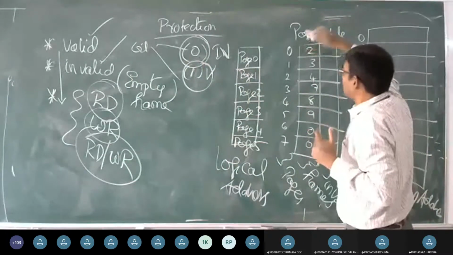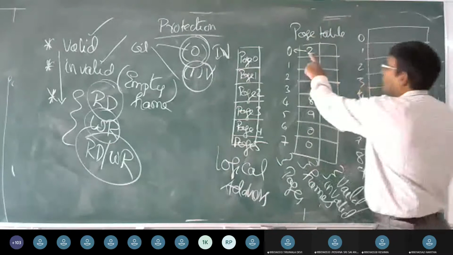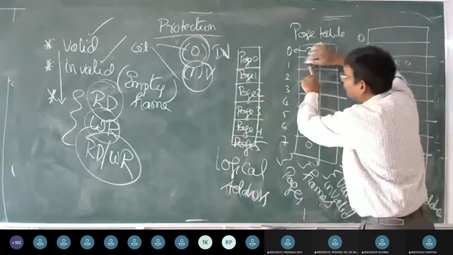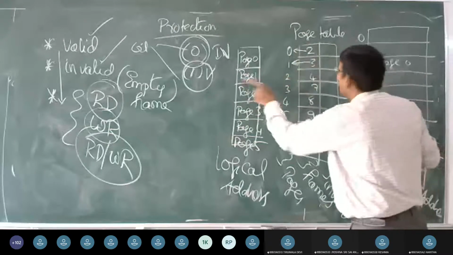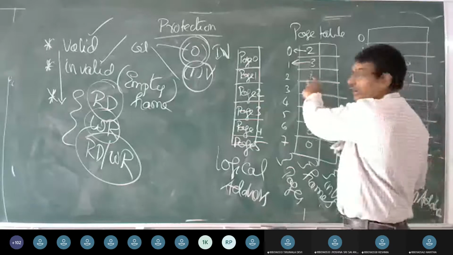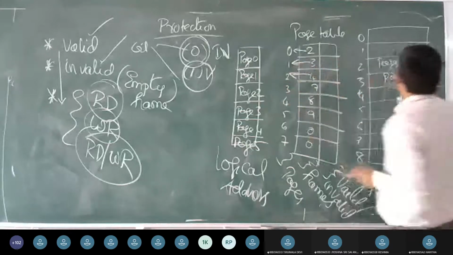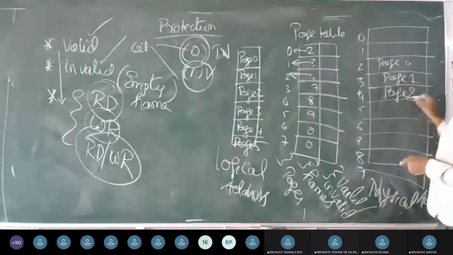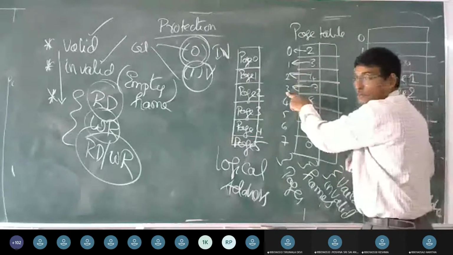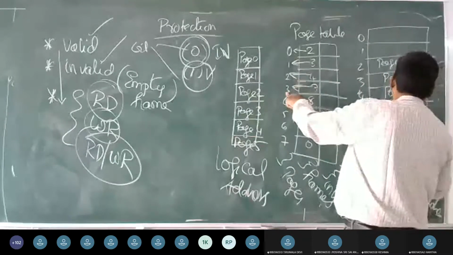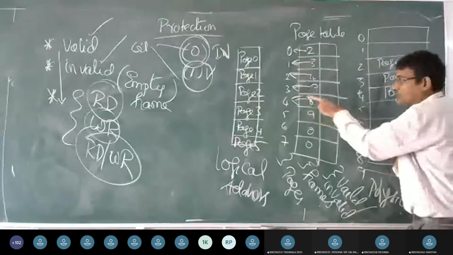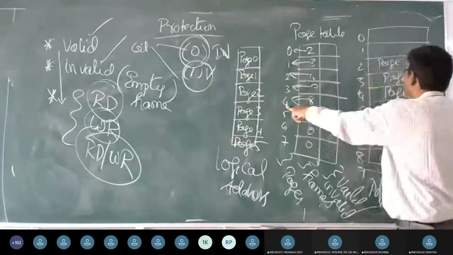Okay, so the second frame should be with page 0. The third frame should be with page 1. The fourth frame should be with page 2. The seventh frame should be with page 3. The eighth frame should be with page 4.